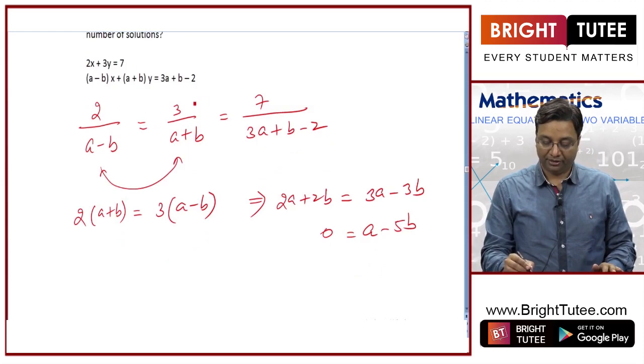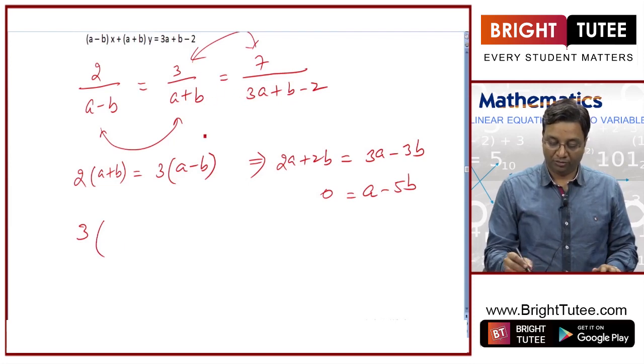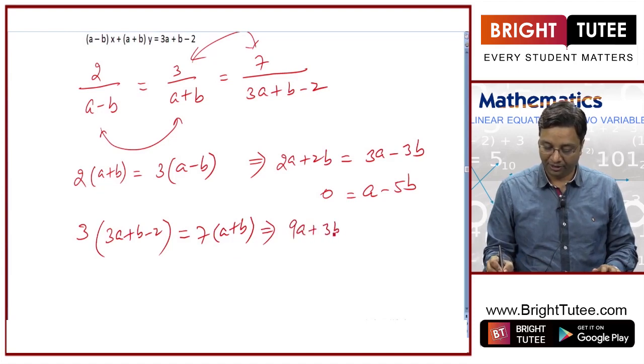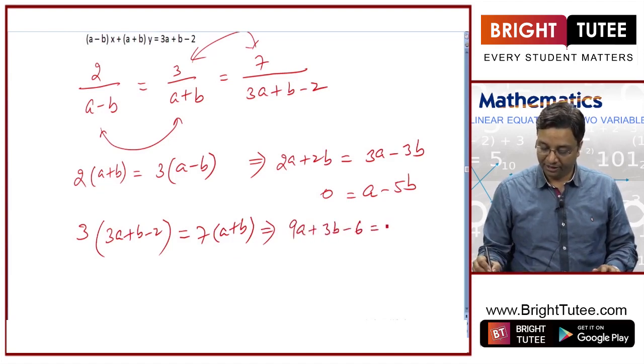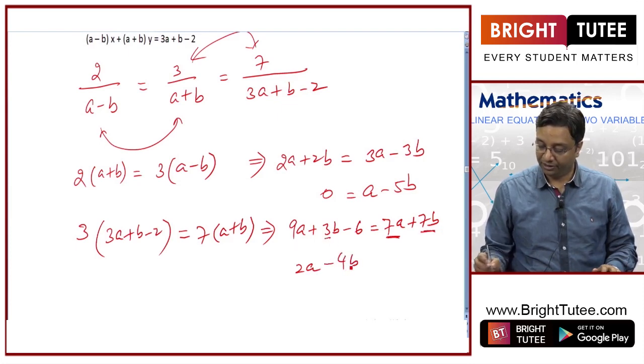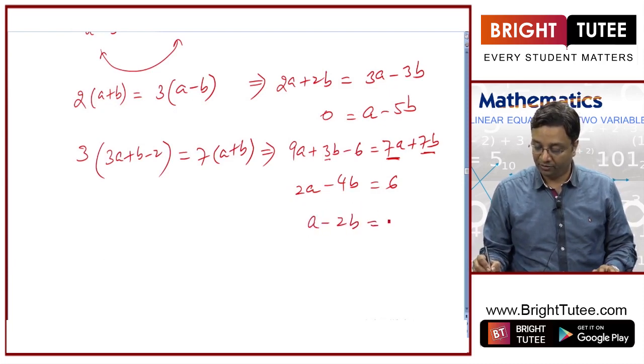If I compare these two, that is 3 into, now I am cross multiplying these, 3a plus b minus 2 should be equal to 7 into a plus b. This will give me 9a plus 3b minus 6, and it is equal to 7a plus 7b. So, if I bring it here, 2a minus 4b should be equal to 6. Now, I can further simplify this equation by dividing it by 2 on both sides. So, it will become a minus 2b equals 3.